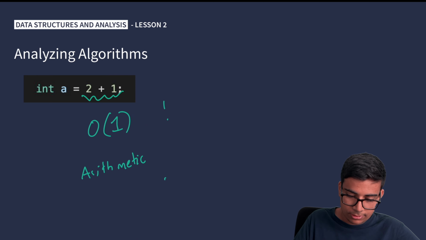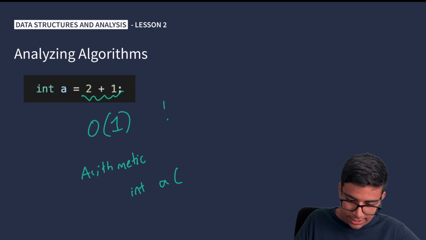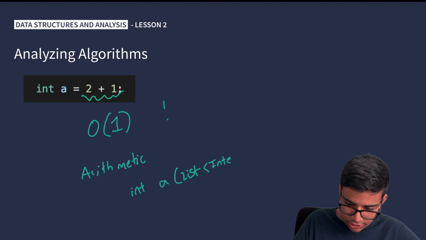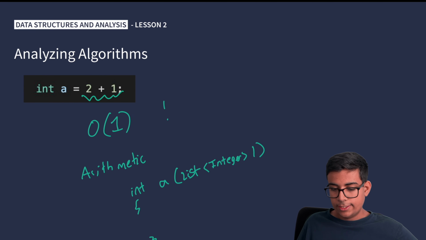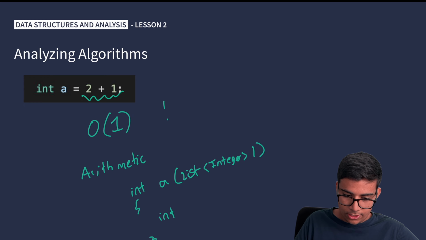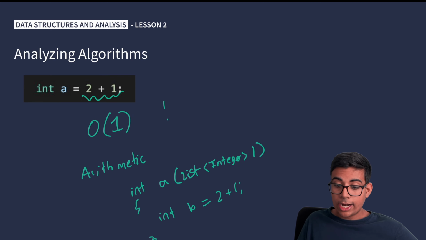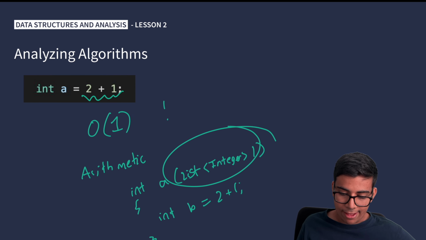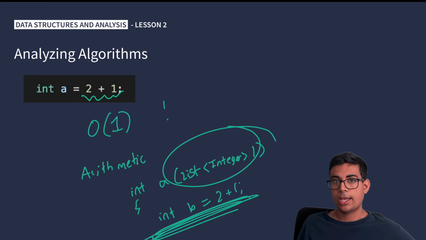If I had a function, I'm just going to write this out again. Like if I had a function A that takes in a list, let's say a list of integer, and then I'm just going to call this L. And then inside of here, I still had int, in this case I'll call it B because I named my function A, equals 2 plus 1, right? No matter how big this list is, no matter how many inputs I have, this is always going to run the same amount of time, right? That's essentially what we're describing here.